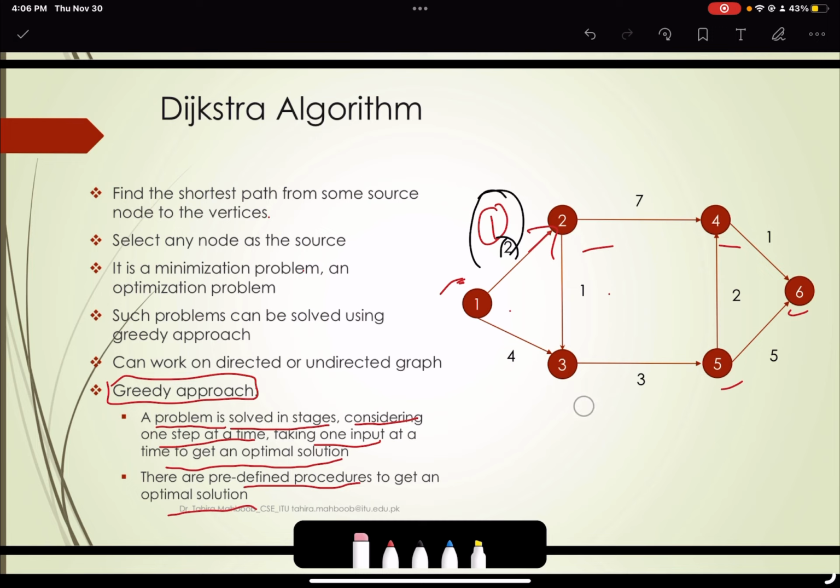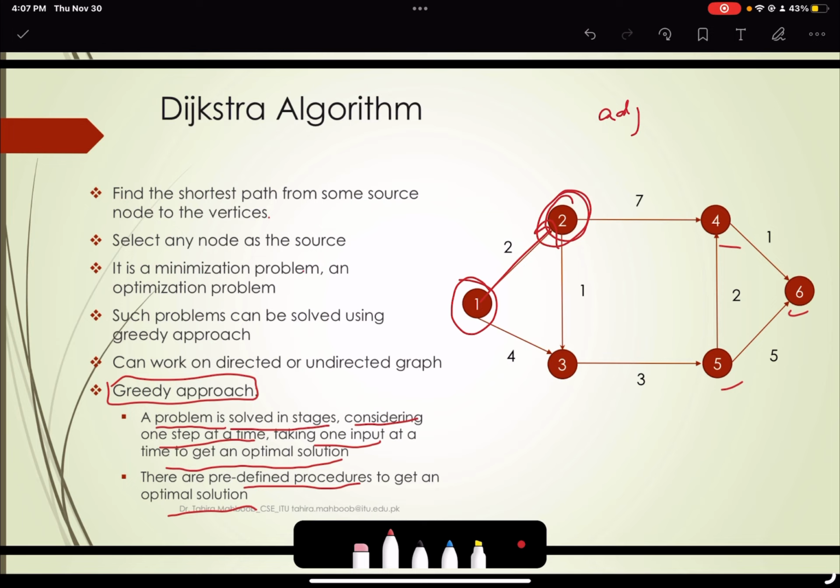So your algorithm will choose the shortest path. In this case, the path from 1 to 2 is shorter than the path from 1 to 3. So we select this path. Initially we have visited the vertex 1. Then we have visited the vertex 2. We have selected that vertex, and now we will consider all the paths going from vertex 2 to the next nodes, to the neighboring or adjacent nodes.